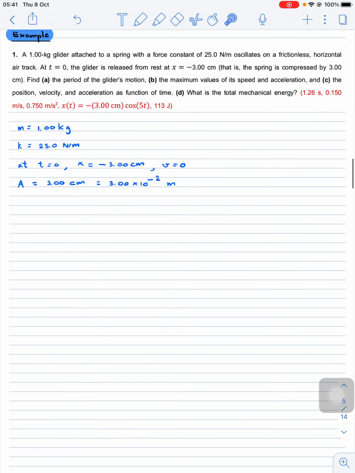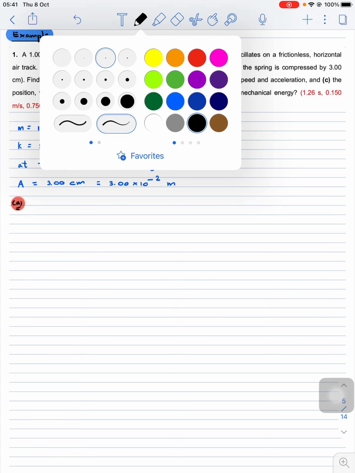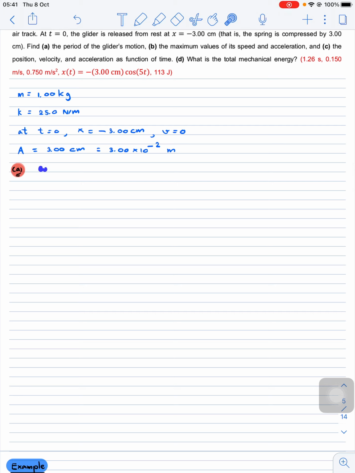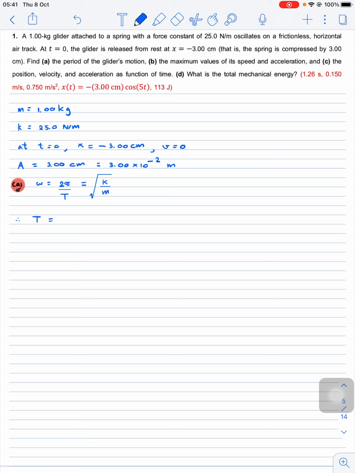So now for part A, we just want to find the period of the glider motion. But we know that the period is linked to the angular frequency. So we know that omega equal to 2 pi over the period T, equal to the square root of the spring constant K over the mass of the glider M. Then we can see that the period T equal to 2 pi times the square root of M over K.